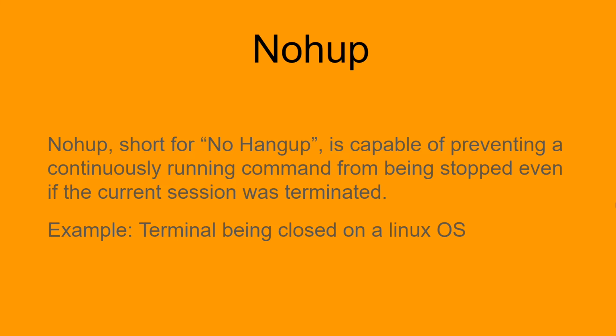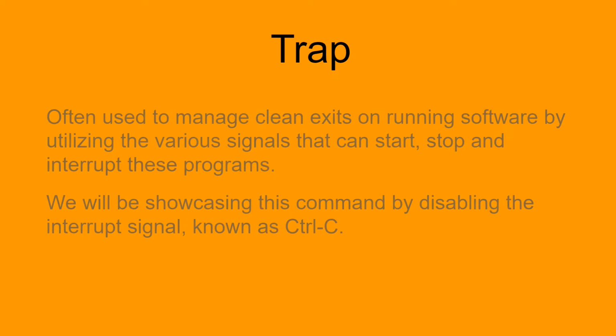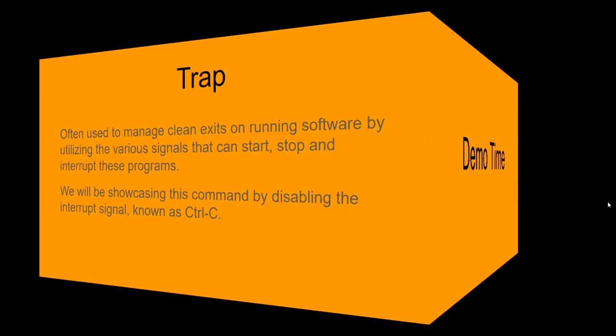So in the second part of our exploit, we utilize the trap command. Now, this is often used to manage clean exits on running software by utilizing the various signals that can start, stop, and interrupt these programs. And we will be showcasing this command by disabling the interrupt signal known as Control-C. And with those two explained best I can, let us get on to the demo. See you in a bit.